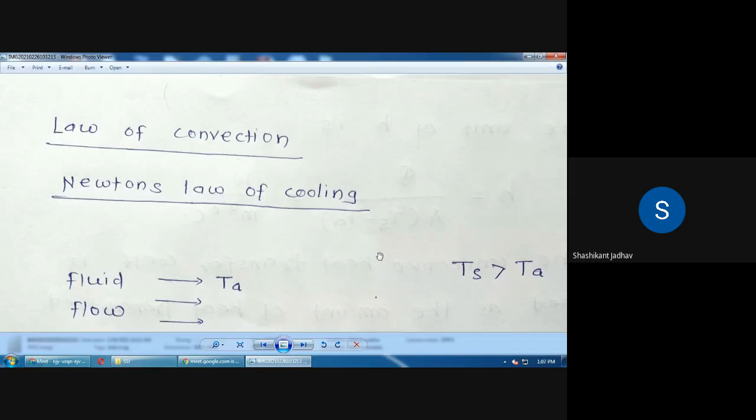In that, write down which is the law related to convection, that is Newton's law of cooling. Which is the law of convection, that is Newton's law of cooling. So write down Newton's law of cooling.